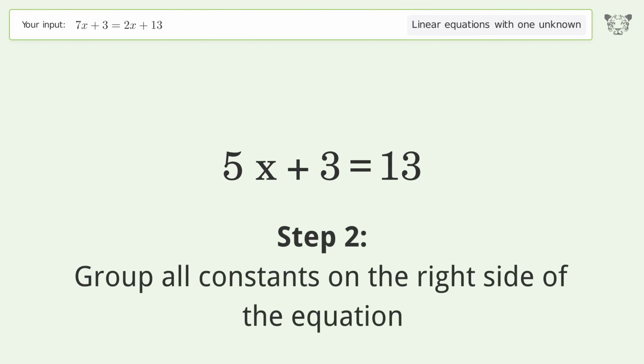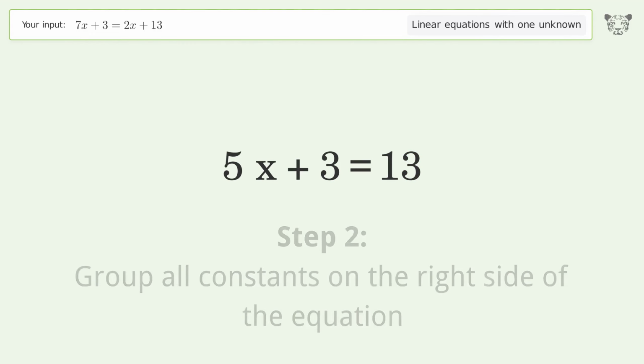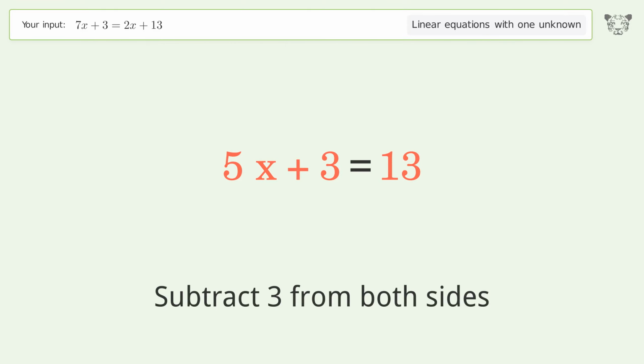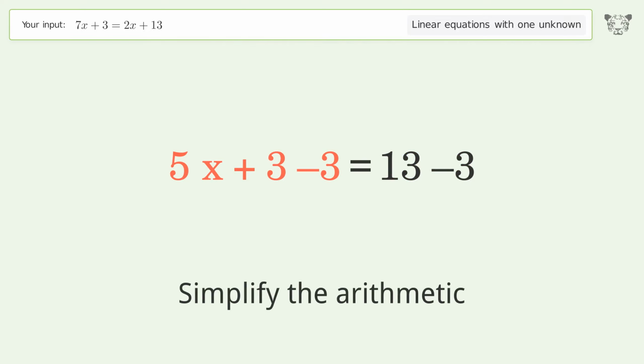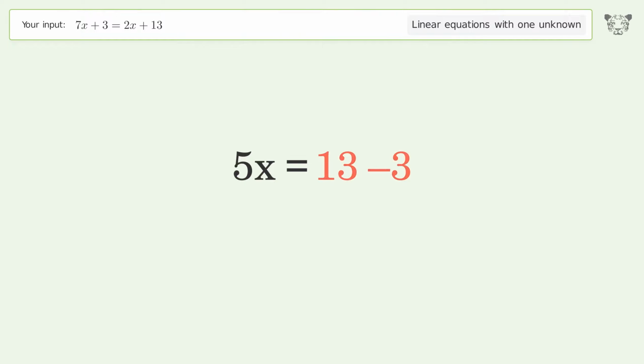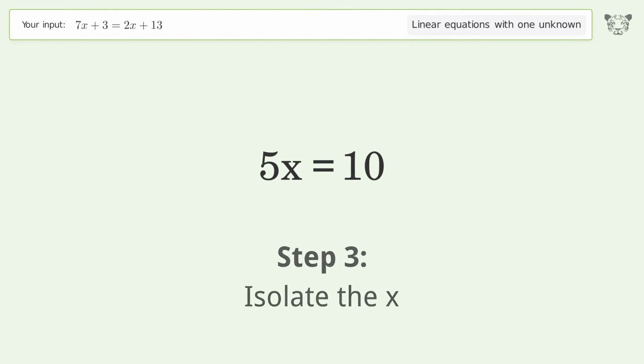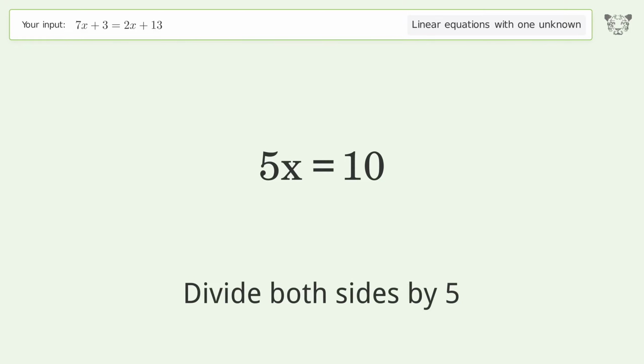Group all constants on the right side of the equation. Subtract 3 from both sides. Simplify the arithmetic. Isolate the x. Divide both sides by 5.